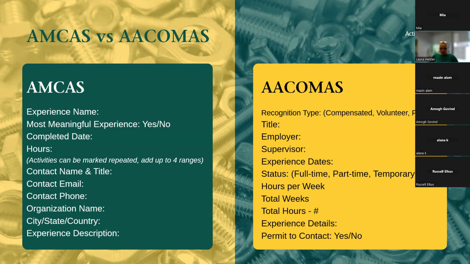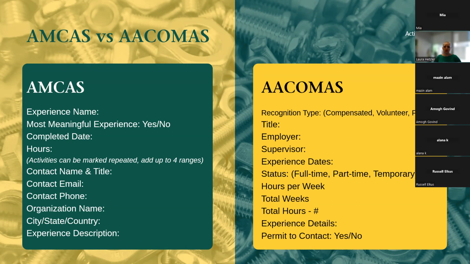Contact name and title is consistent across both. And then ACOMAS asks you within each activity, permit to contact, yes or no. AMCAS just assumes that you're releasing that, giving that permission to release, by the fact of including it in your application. A couple of the things that ACOMAS does: recognition type, compensated, volunteer, or per diem. So compensated being paid per hour, I guess, volunteer, and then per diem, sort of per job completed.